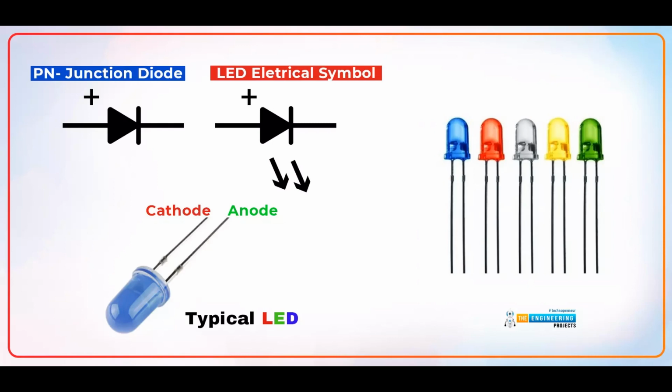Formation of P-N junction. When a P-type semiconductor is physically joined or brought into contact with an N-type semiconductor, a P-N junction is formed at the interface between the two regions. Depletion region. At the P-N junction, free electrons from the N-type region diffuse into the P-type region, and holes from the P-type region diffuse into the N-type region. As a result, a region is created near the junction where the charge carriers are depleted. This region is called the depletion region.